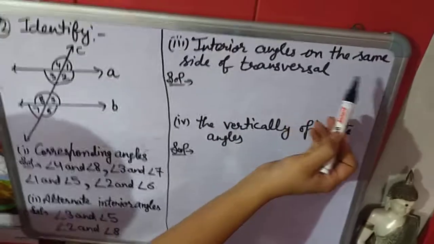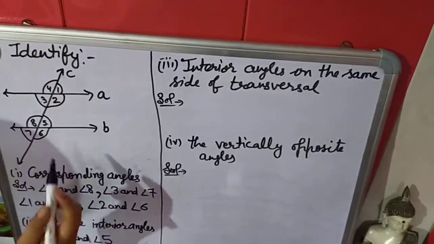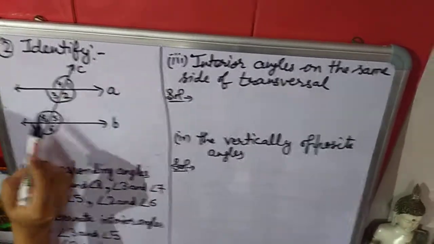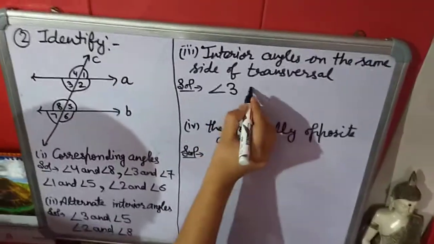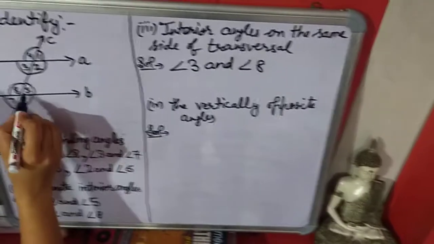Interior angles on the same side of transversal. Interior, inside, and same side of transversal. Those are 3 and 8. They are on the same side and interior, inside. First pair is angle 3 and angle 8. Second is angle 2 and angle 5.